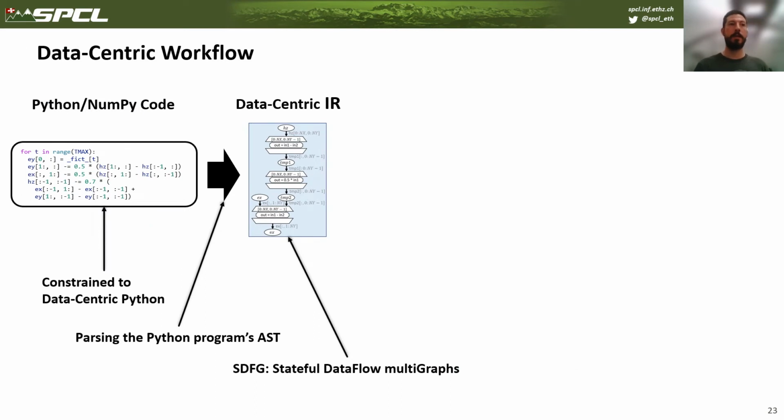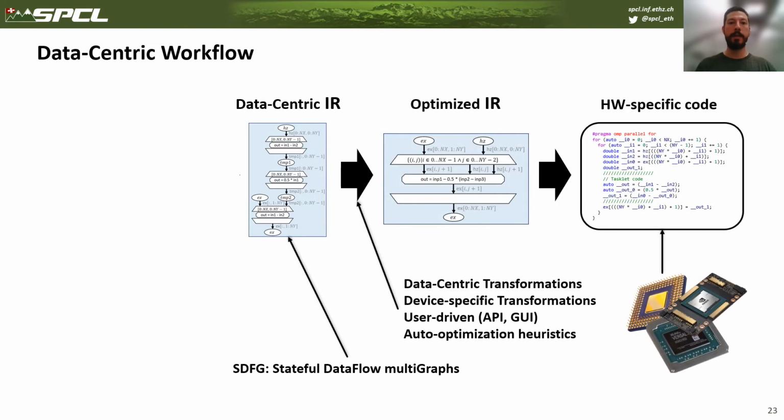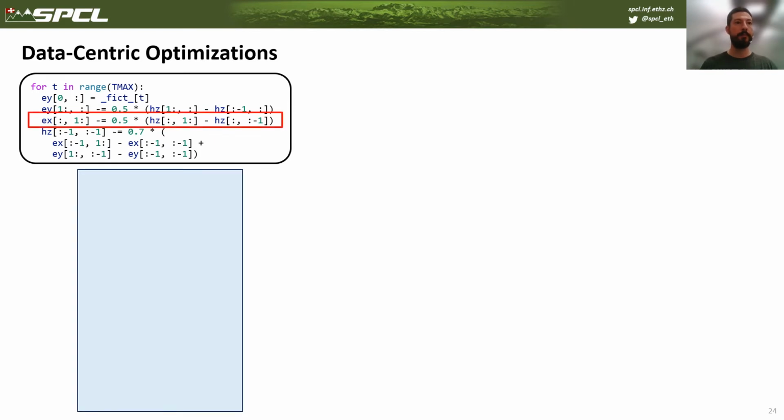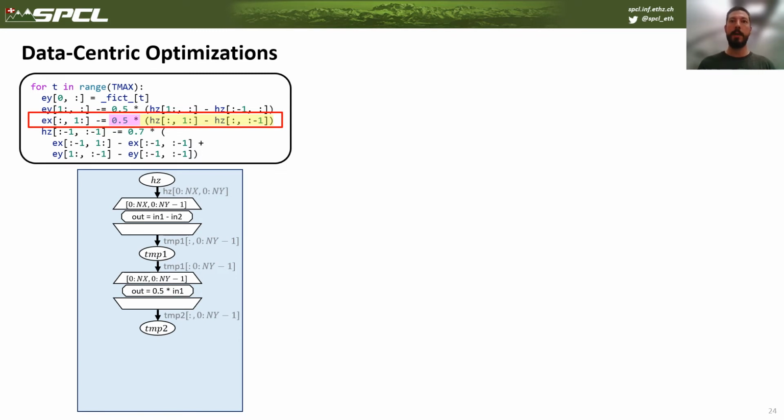Now that we introduced the SDFG intermediate representation, let's see how we can optimize it. To that end, let's go back to the stencil example and focus again on that particular line that showcased the performance inefficiencies of the CPython interpreter. Starting again from the right, we first have the subtraction of the two slices of the HZ matrix, which is represented in the SDFG by a map, since it's an operation that can be executed in parallel. And the output is written into the transient temp1. The multiplication by 1/2 applies on temp1 and produces temp2. Finally, the augmented assignment produces a third map.